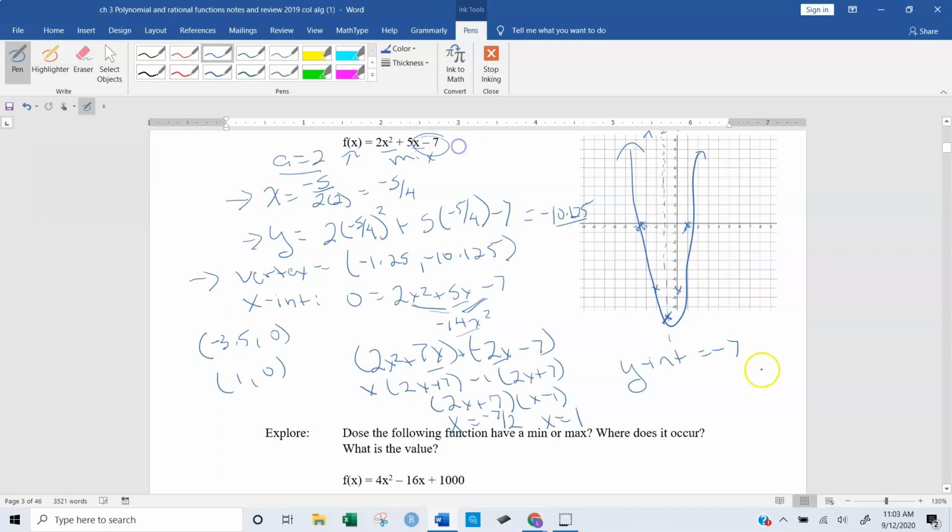The y-intercept is just the c value again, so it's negative 7. So that's (0, negative 7). We graph it, mirror across the axis of symmetry, and draw in your parabola. I hope you did well.